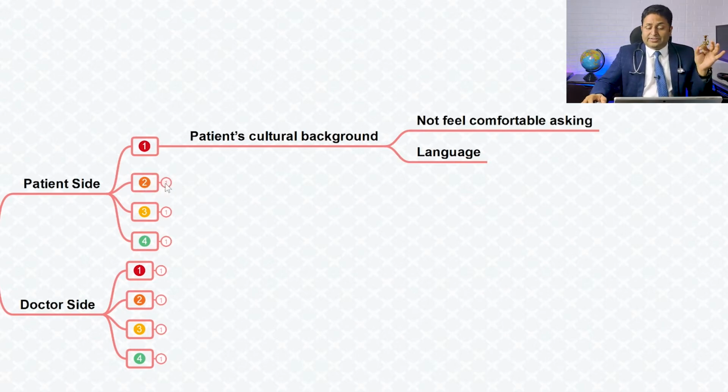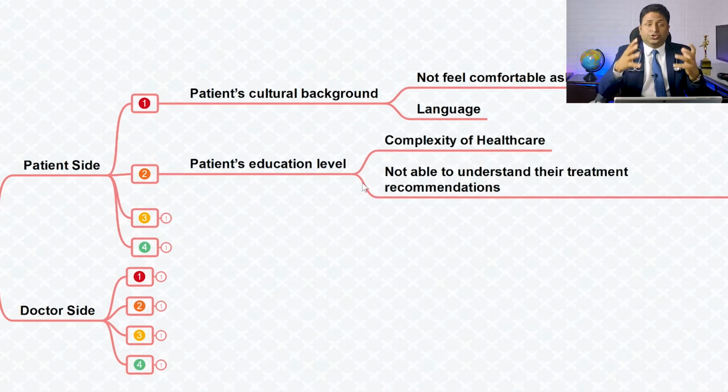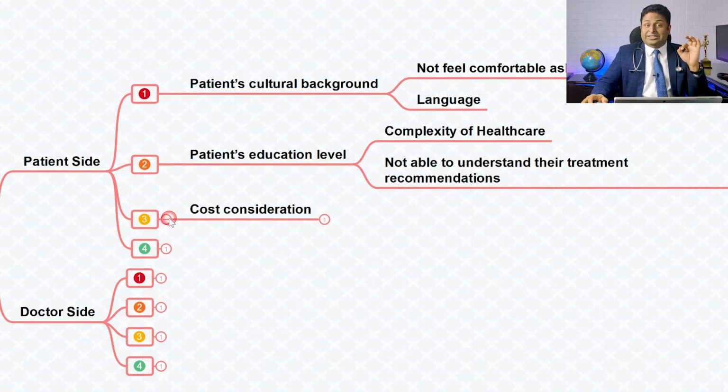This is one of the keys which you have to look into, and also take action towards. Next, patient education level, very important. As you know, most of the patients coming to you could be well educated, but there is still a percentage of patients who may not be well educated. Even with well educated people, healthcare being a very complex thing, it will not be easy to comprehend whatever we are telling. So not being able to understand their treatment recommendation is also one of the key challenges of patient engagement.